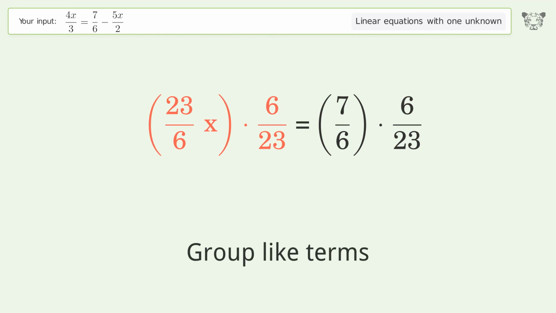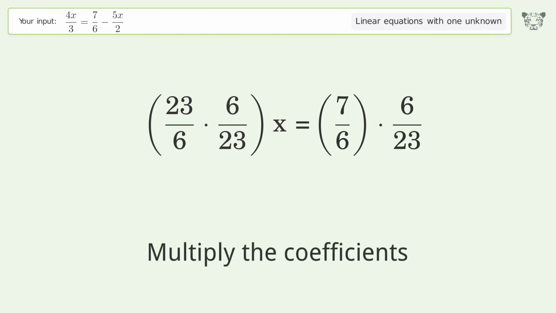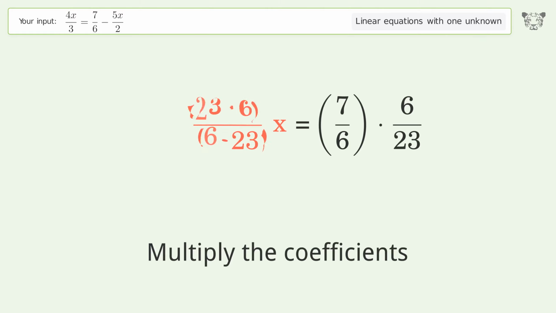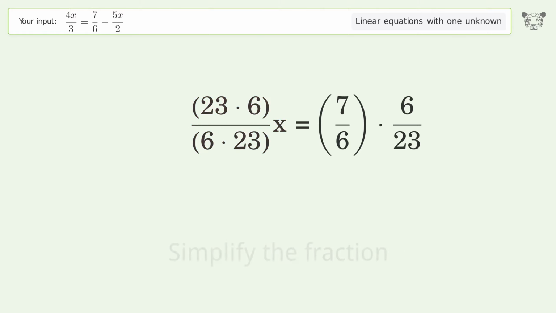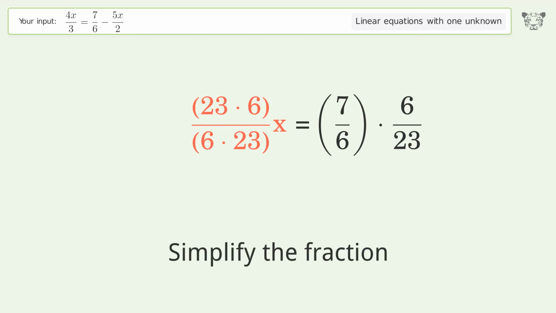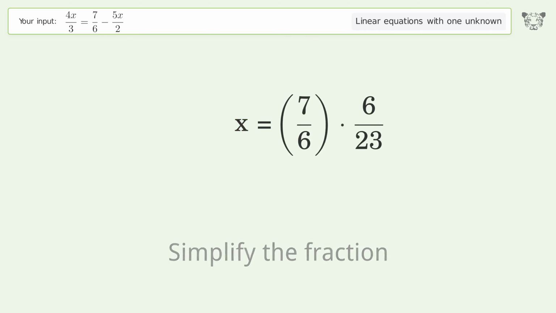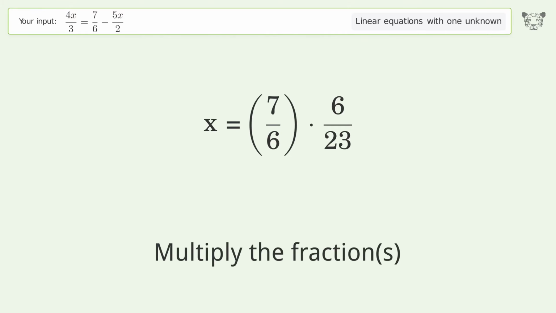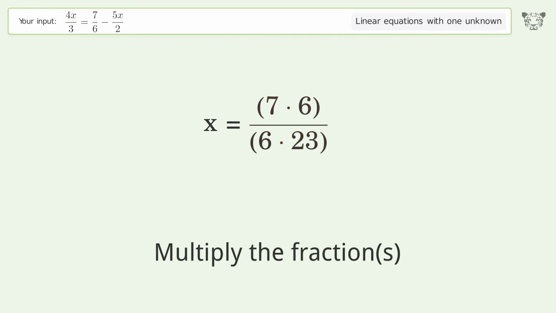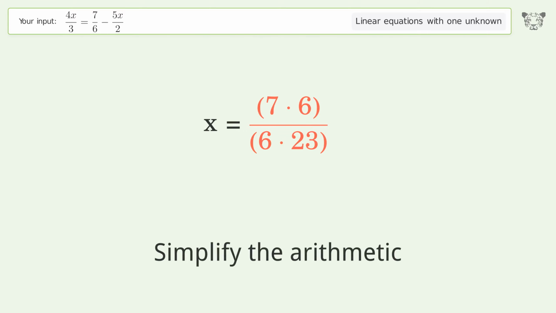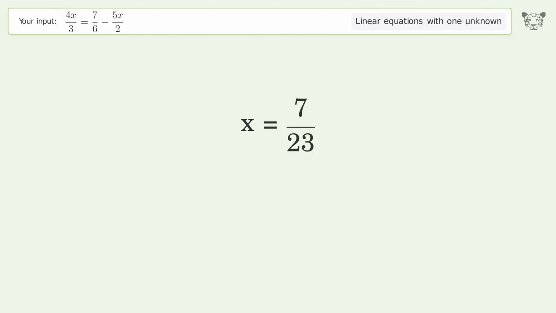Group like terms. Multiply the coefficients. Simplify the fraction. Multiply the fractions. Simplify the arithmetic. And so the final result is x equals 7/23.